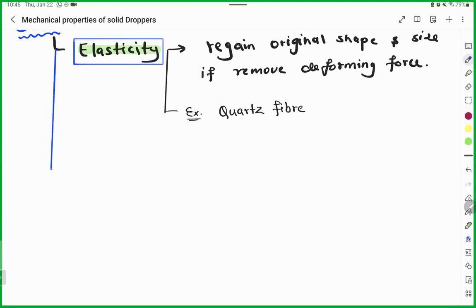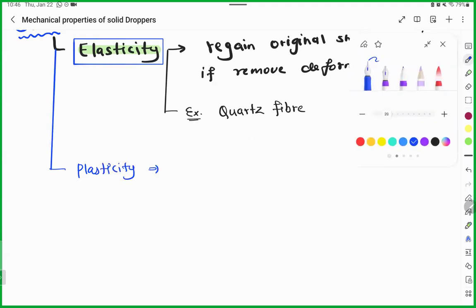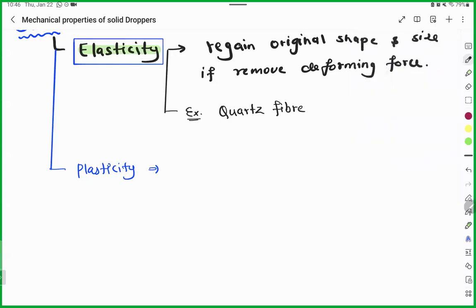Tuhina, what is plasticity? Sir, it is the ability to deform. Yes, ability to deform. So in this case, it will not regain the original position. It means if you are deforming after a certain limit, it will not come to the original shape, whatever you do.